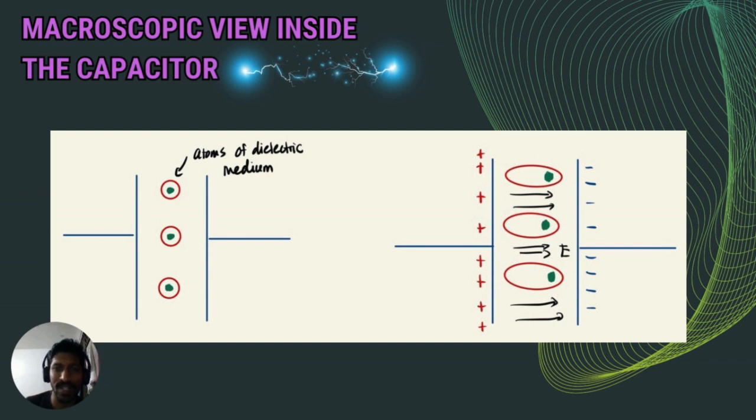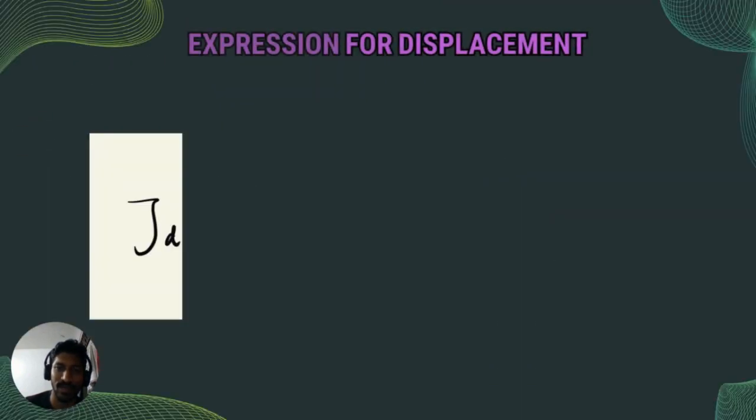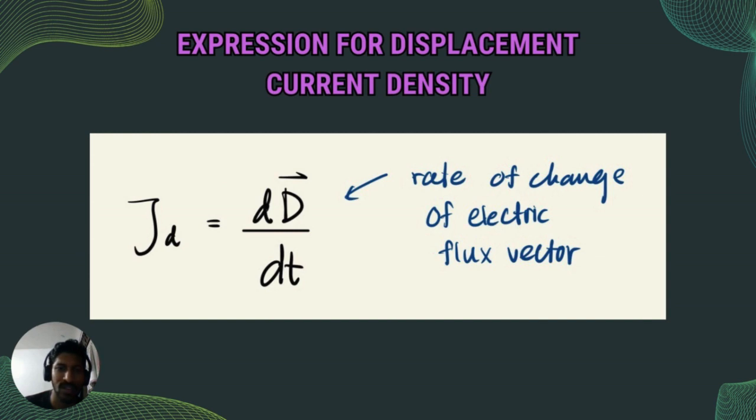So it does meet the basic concept of flowing of current. Even without a medium or a physical structure inside the capacitor, even if it's empty, there is still a phenomenon that is similar to a current flow. The expression for displacement current density, as we already know, is just the rate of change of the electric flux vector. So this is the equation that indicates the flow of displacement current density.